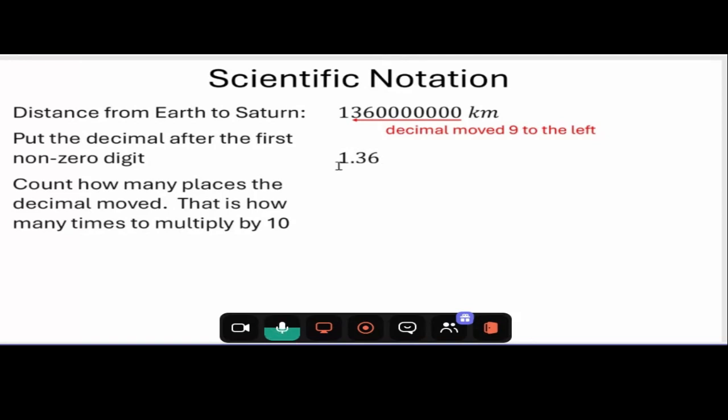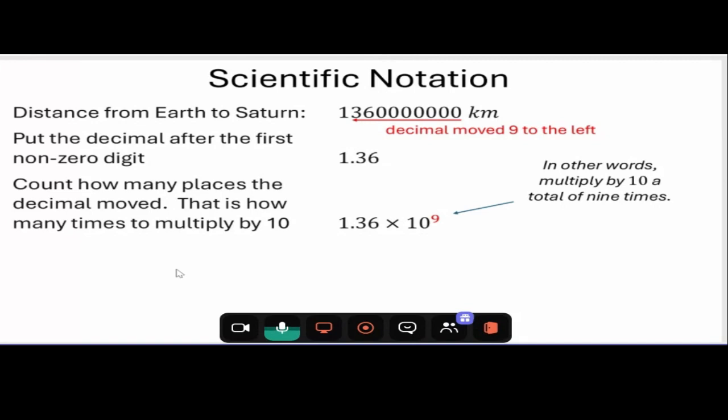That is how many times you need to multiply this number by 10, 1.36 by 10, to get 1,360,000,000. I feel like I might have said 1,360,000 before. If I did, I apologize. So we write it like this. 1.36 times, we could write times 10 times 10 times 10 times 10 times 10, 9 times. Of course, that's even worse than writing the number out. But how do you write 10 times itself 9 times? 10 to the power of 9.